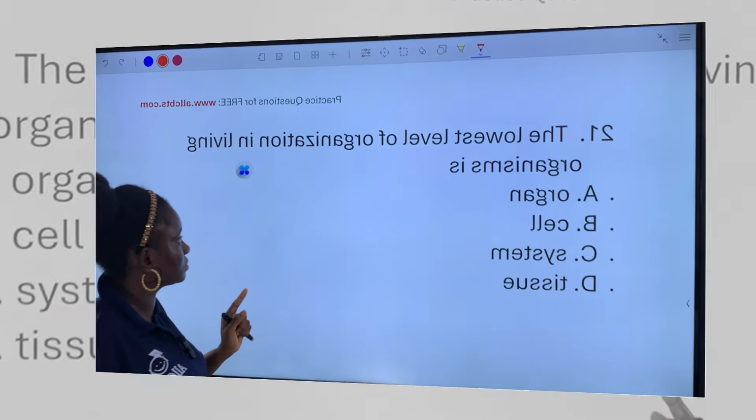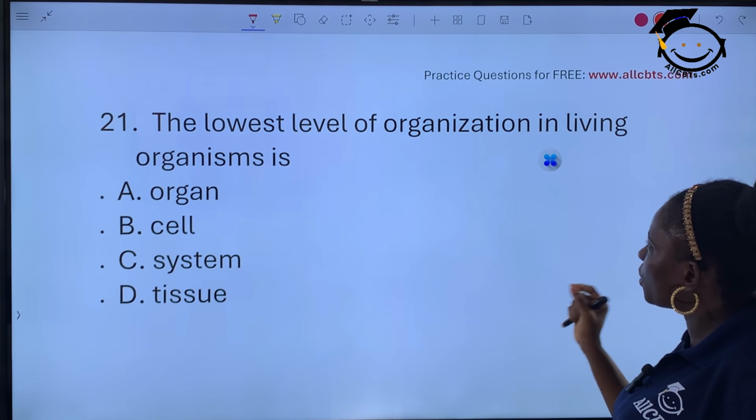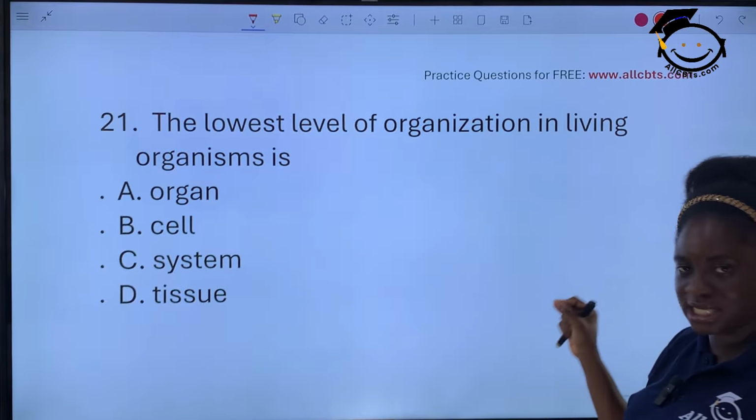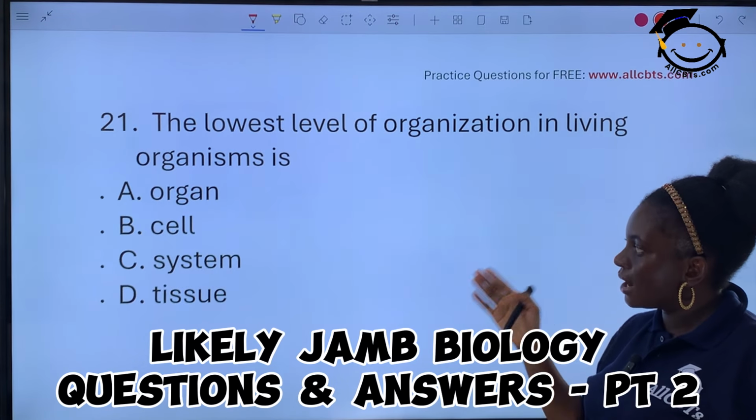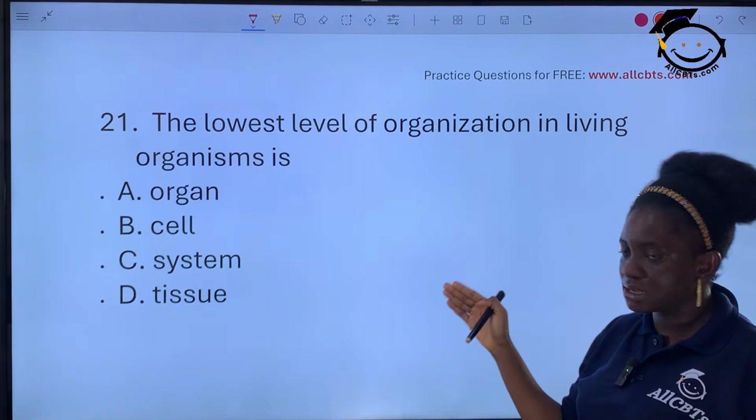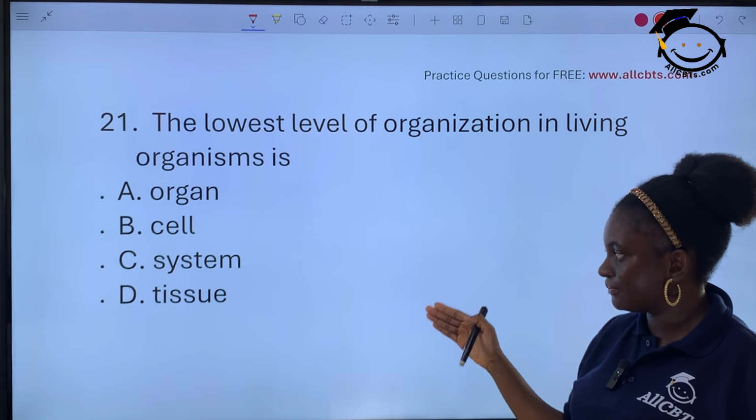Question 21. The lowest level of organization in living organism is A. Organ, B. Cell, C. System, D. Tissue.